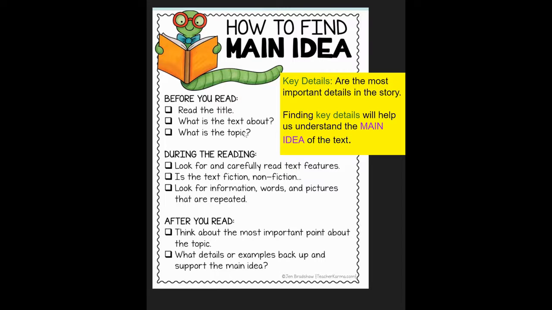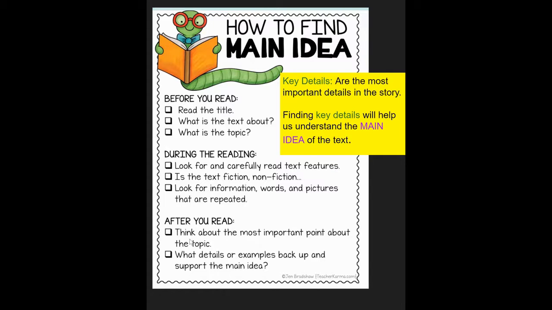What is the topic? As we are reading, we need to look for and carefully read text features. So we have to make sure that we look at the photographs and read captions. Maybe there's maps or charts that we also need to take a look at. We need to determine, is the text fiction or nonfiction? And we must look for information, words, and pictures that are repeated over and over.